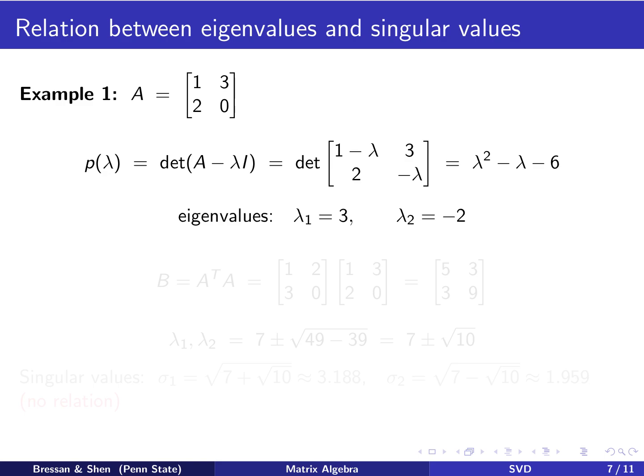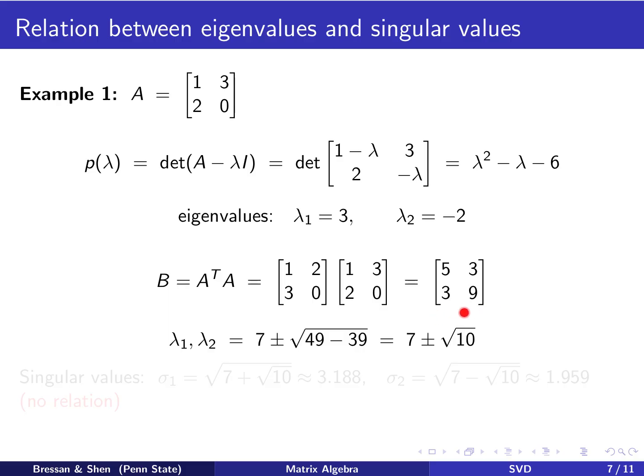Let's now take a look at relations between eigenvalues and singular values. For a square matrix, let's take an example. A here is a square matrix, and we can find its eigenvalues. This is a procedure we are very familiar with: form the characteristic polynomial and find the roots. So we have 3 and -2. Now we want to compute the singular values. So we need to compute the matrix A transpose times A. Let's call it B. We work out this product and we get this symmetric matrix.